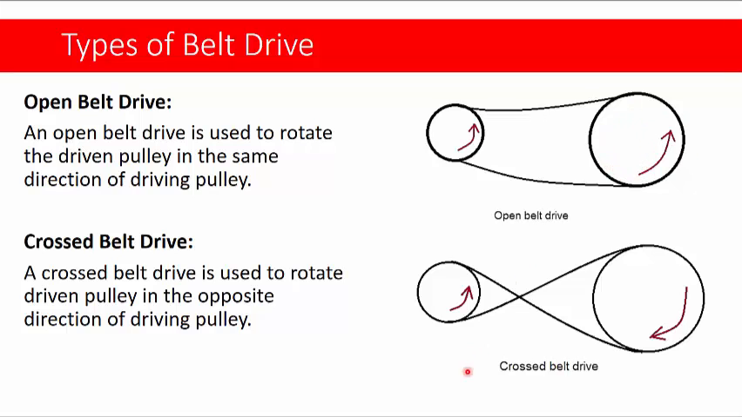Cross belt drive. Cross belt drive is used to rotate driven pulley in opposite direction of driving pulley. As in the figure, you can see one pulley is rotating in counterclockwise direction and other one is in clockwise direction.